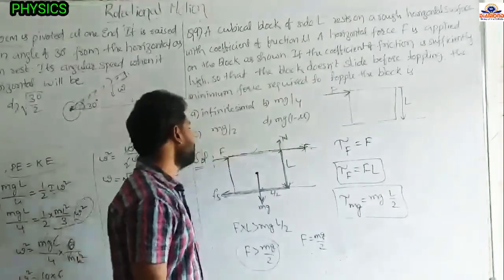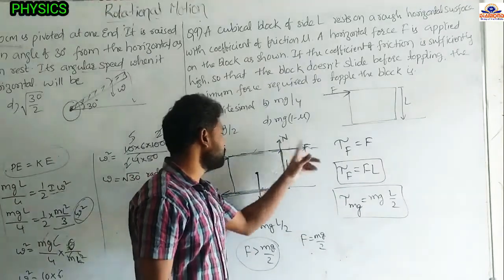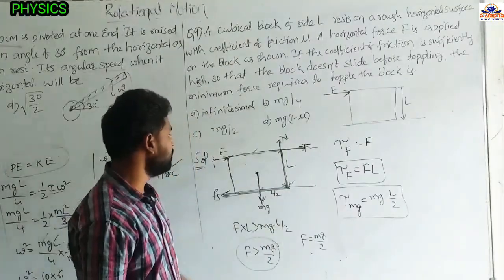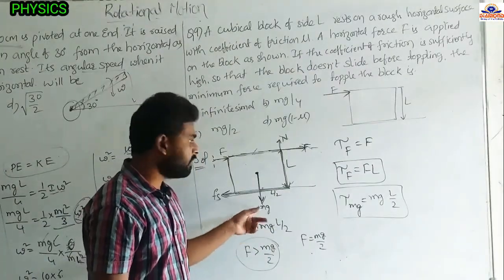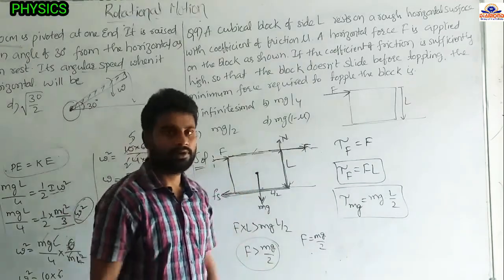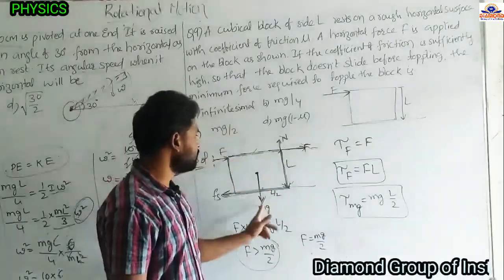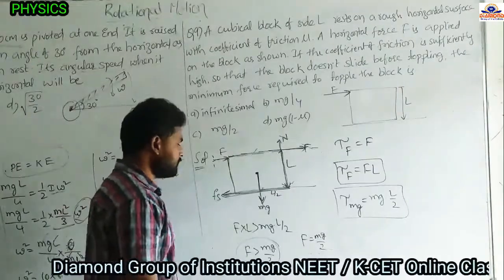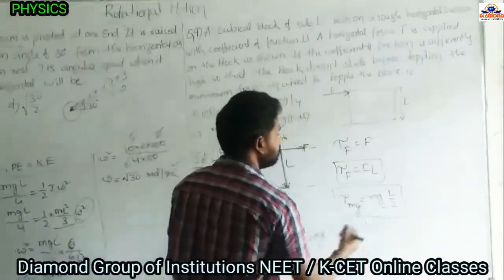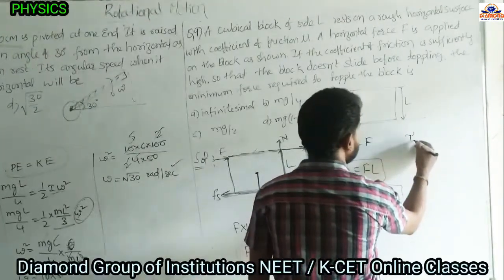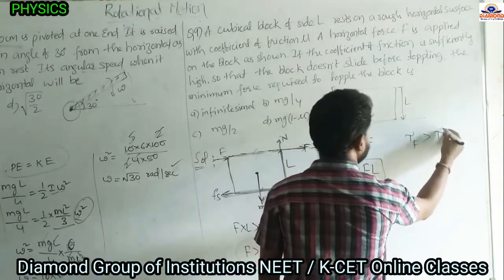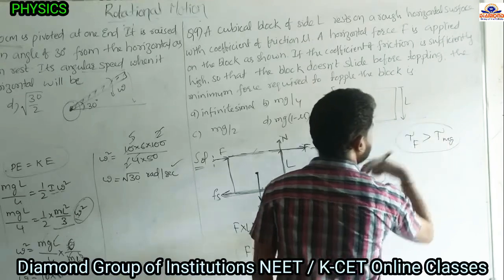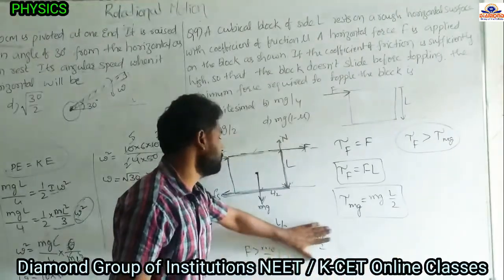Now whenever the torque developed by this force is greater than the torque developed by this weight, then it will topple. Whenever this is more than this one, it will topple. If it is less, then it should not topple. So if the torque produced by the force is greater than the torque produced by the mg, then it will topple. This is the condition. No need to remember this one.